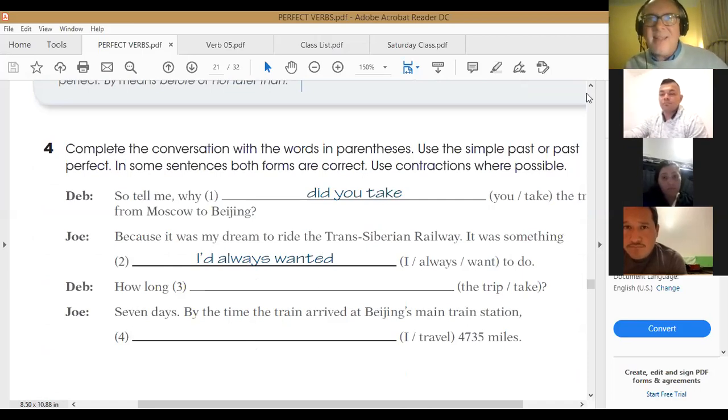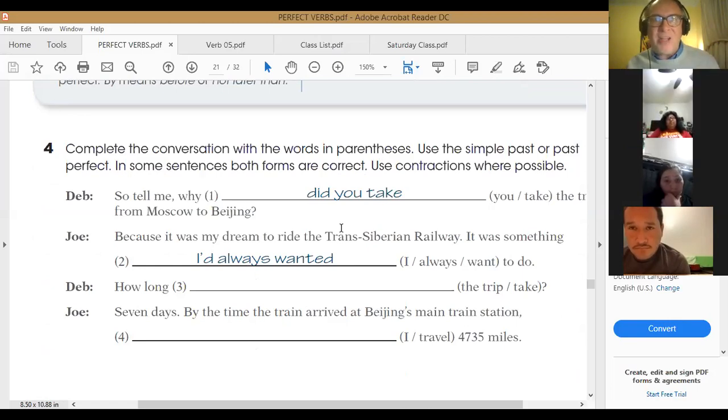What does it say? It says, complete this conversation with the words in parentheses. Use simple past or past perfect. Okay, so we got 2 choices, simple past, past perfect. All right, Deb says, tell me, why did you take the trip to Moscow? Because it was my dream to ride the Trans-Siberian Railroad. It's something that I had wanted to do.